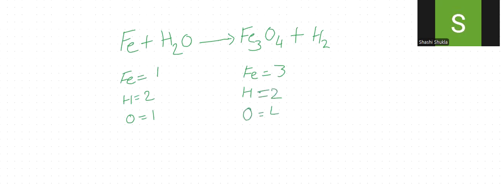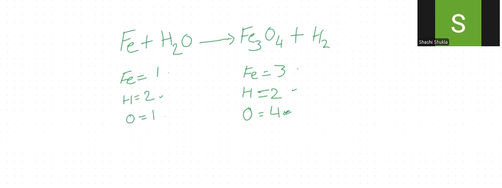Let's start the comparison. 1 and 3, not the same, iron is not balanced. Hydrogen 2 and 2, balanced. Oxygen 1 and 4, not balanced. So let's start with, we can do it with any. Let's start with oxygen because this has the most. Okay, 4 is the max.